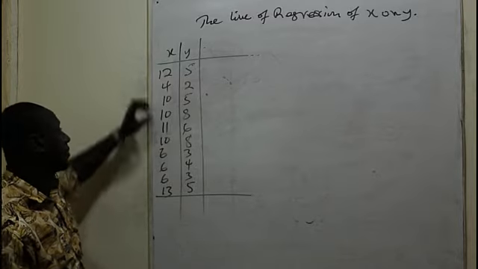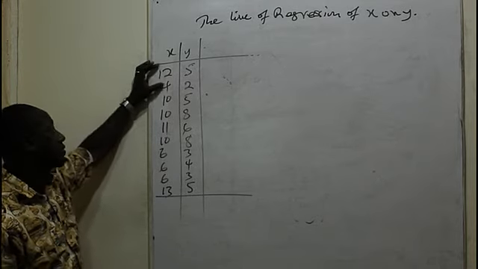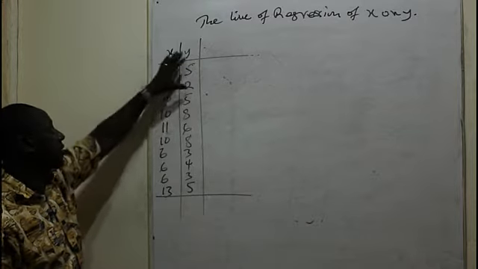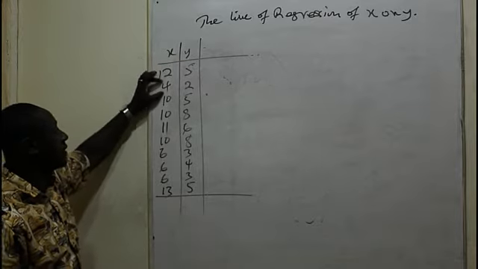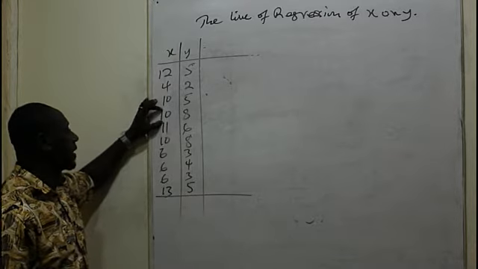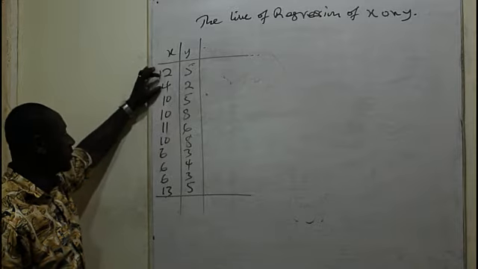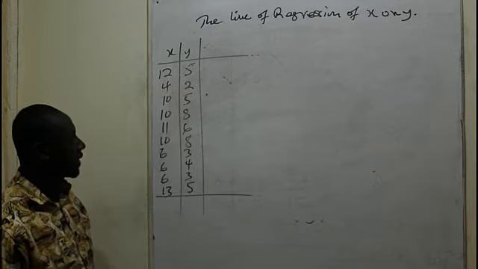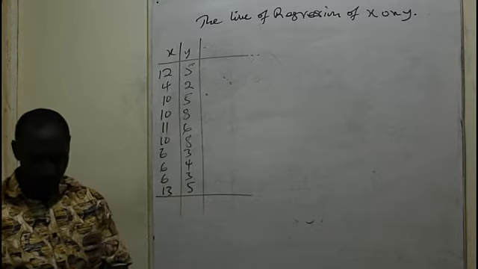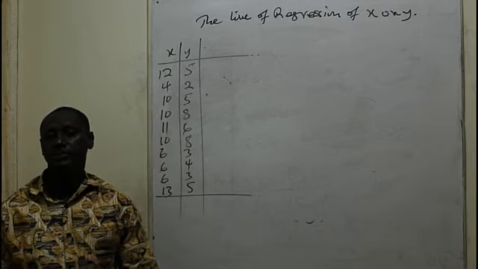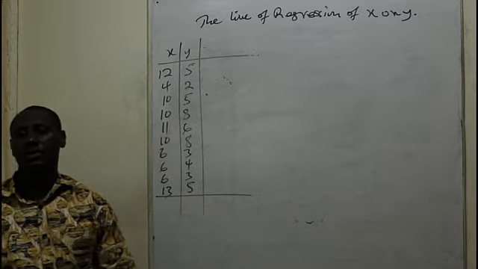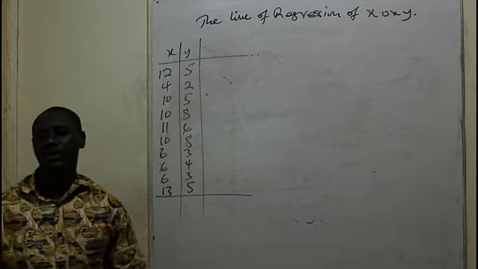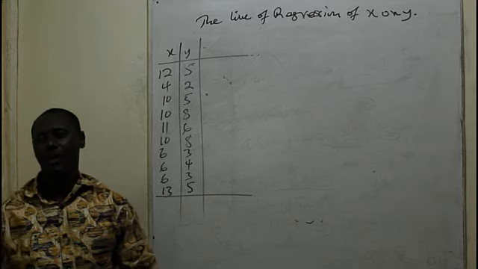And so when we do that, we are going to have these values. So across we have 12, 4, 10. The percentage across is 12, and then 4, 10 in that order, and then along is 5, 2 in that order. So we have to use this to calculate the equation of the line of regression of x on y.